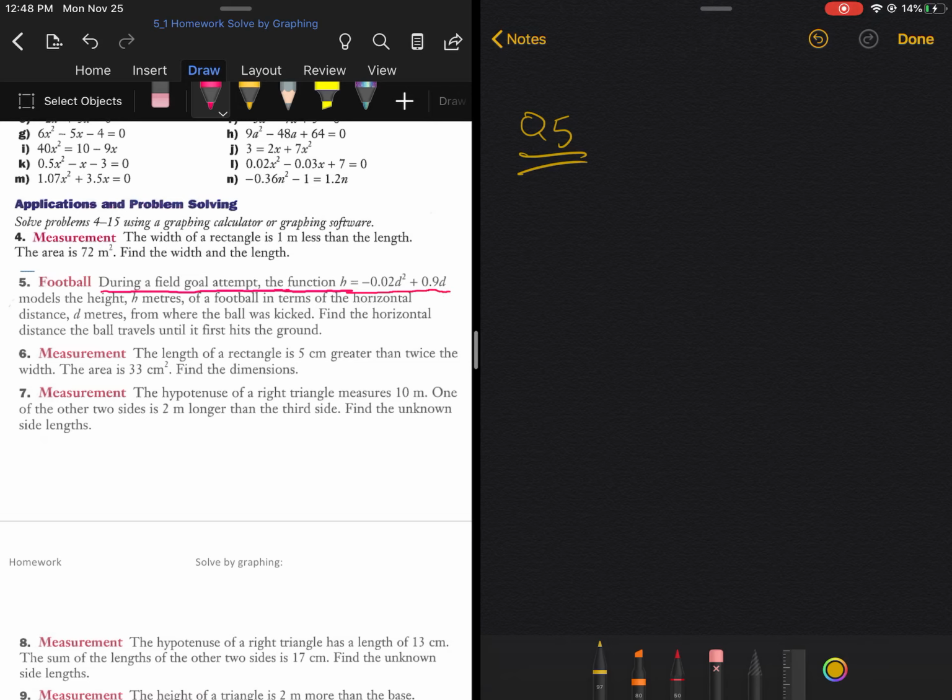The function h, here's the math talk. H equals whatever this is, minus 0.02d squared plus 0.9d, models the height of a football in terms of horizontal distance, how high it is, d meters from where the ball was kicked. So this is d equals 0. It's where the ball was kicked. It's going to go somehow like that, right? I don't know. Maybe it starts being kicked up here, but let's just pretend that's the case. Makes sense?